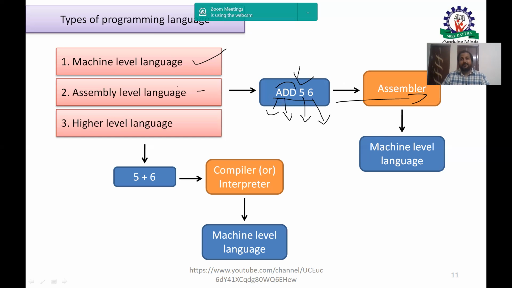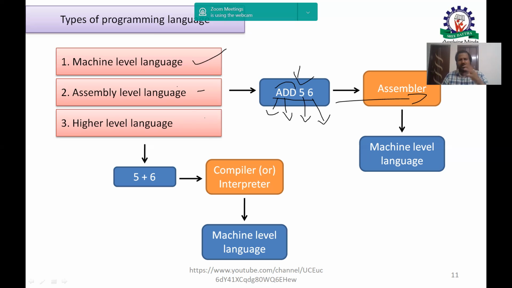Okay, but still in assembler, if you want to use subtraction, multiplication, there are different operations, so you should understand the keywords. For example, for addition you use the add keyword, for subtraction you use sub, for multiplication you use mul, for division you use div. All these things should be remembered by the programmers, which is somewhat difficult again. You cannot remember all the keywords in real time.